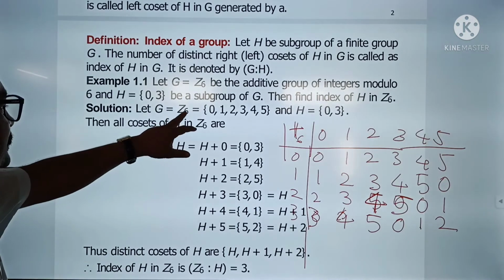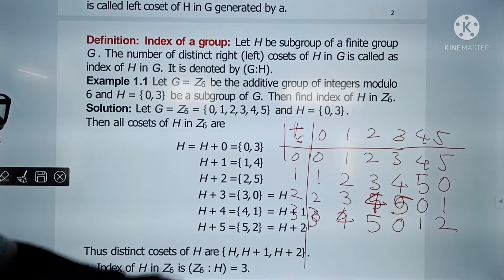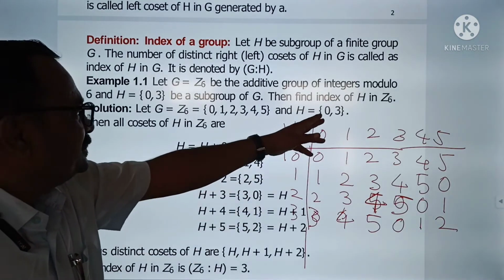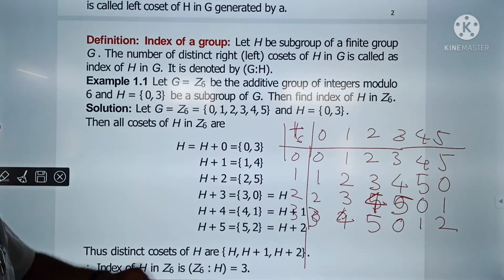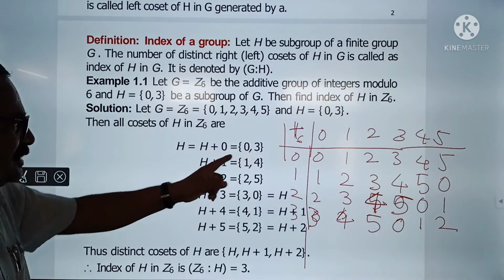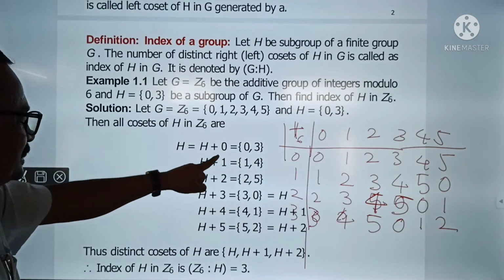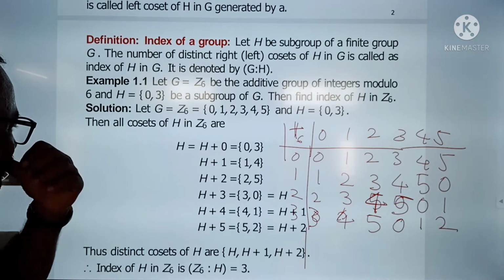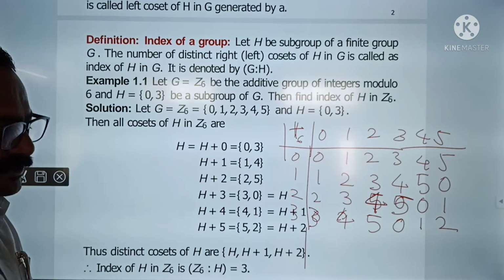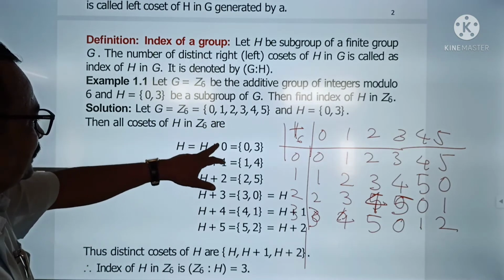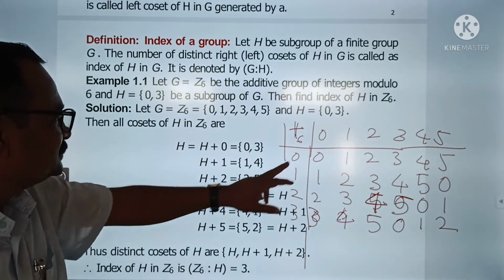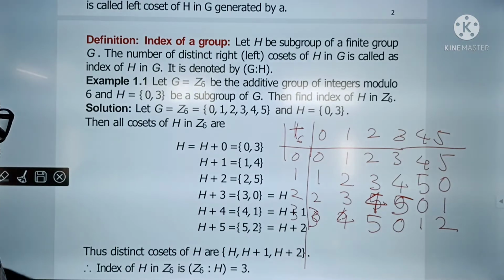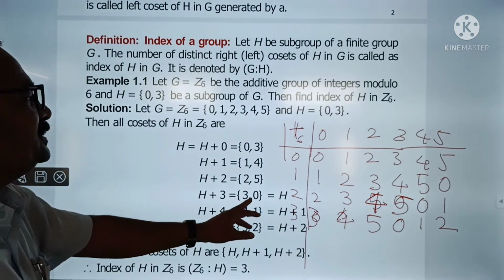So Z6, or G, is a group. It is a finite group because it contains a finite number of elements. And H is {0, 3}. Then all quotients of H in Z6 are as follows. Because this is addition modulo 6, here is H plus 0. We call this the right quotient of H in G. So H plus 0 means {0, 3}, that is, add 0 to this H and we get {0, 3}. H plus 1 is {1, 4}, you can get it. H plus 2 is {2, 5}. H plus 3 is {3, 0}.